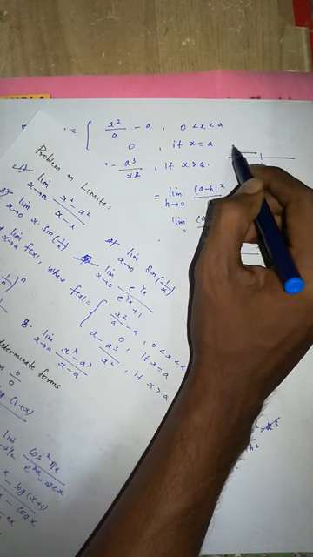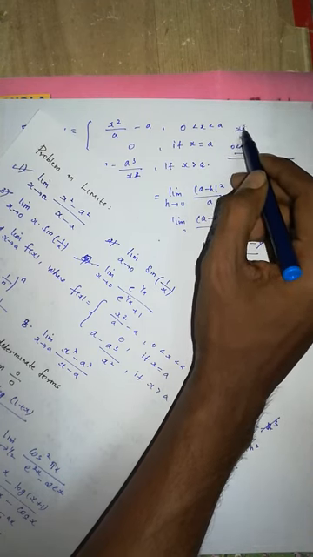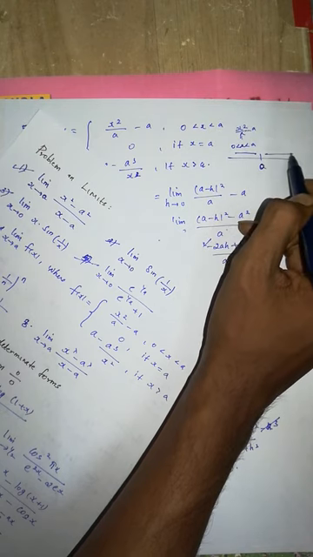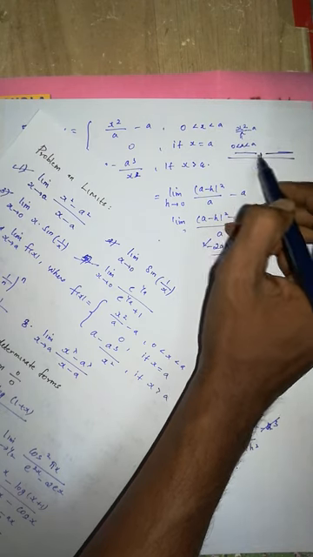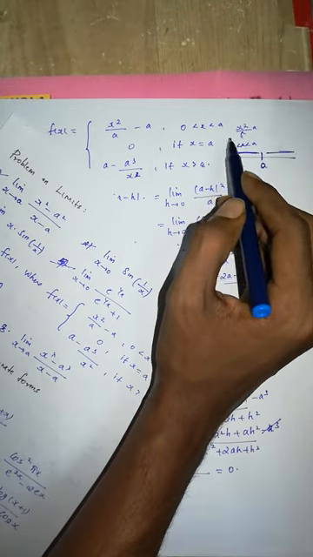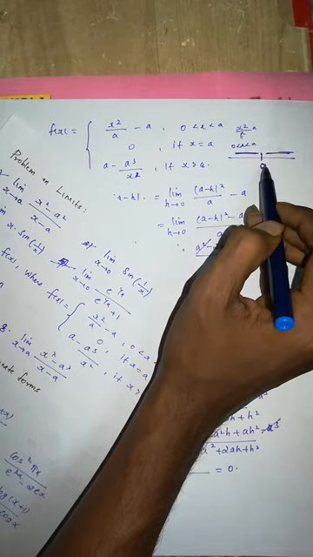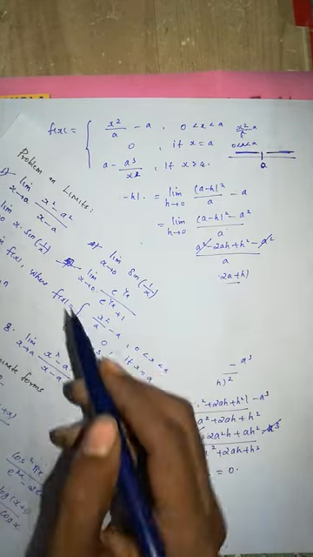When 0 is less than x is less than a, the function will be x square by a minus a. When it is greater than a, the function will be a minus a cube by x square. When it is equal to a, the function will be 0. You have to find the limit.